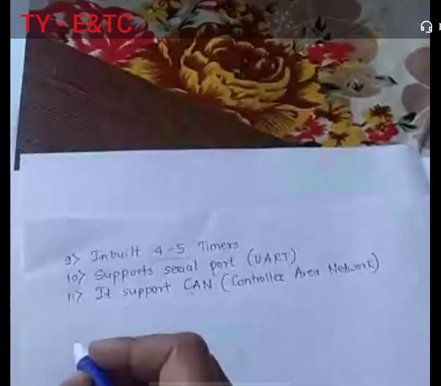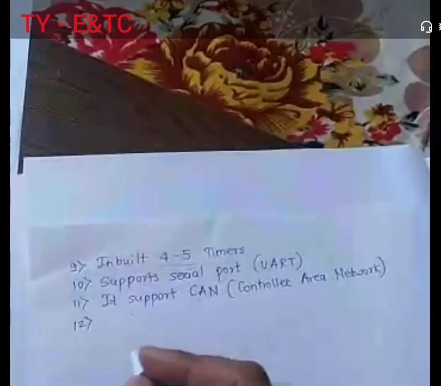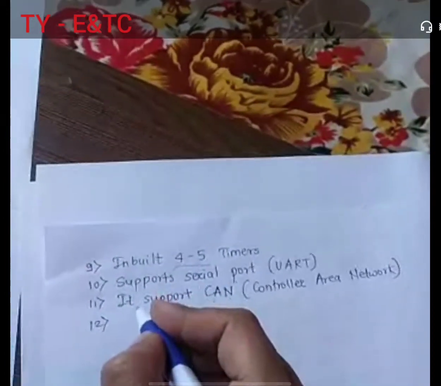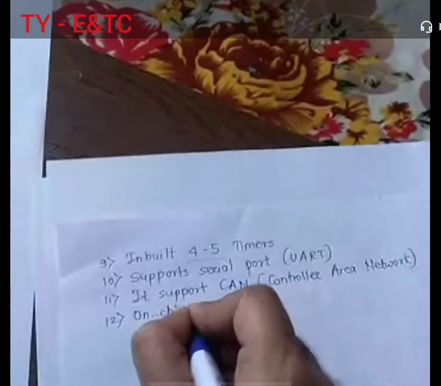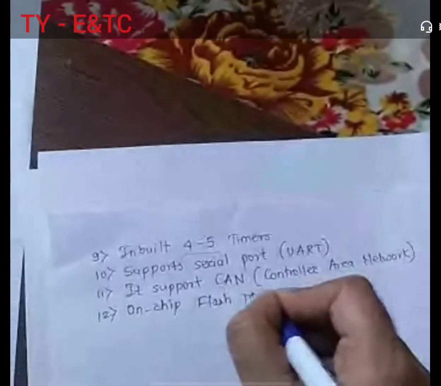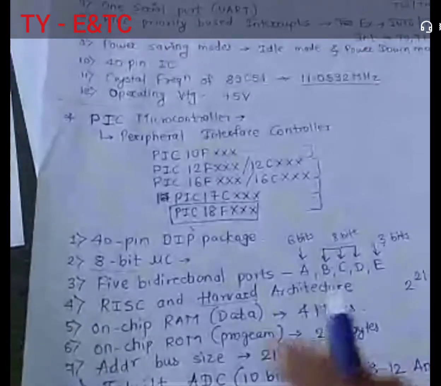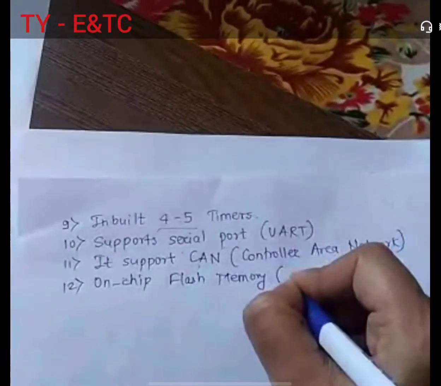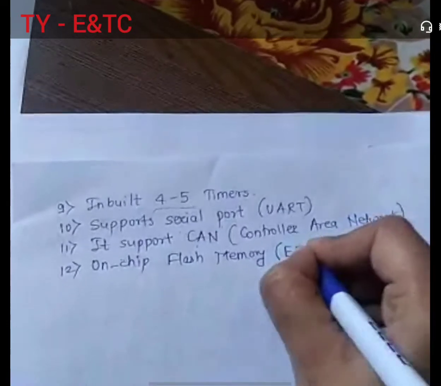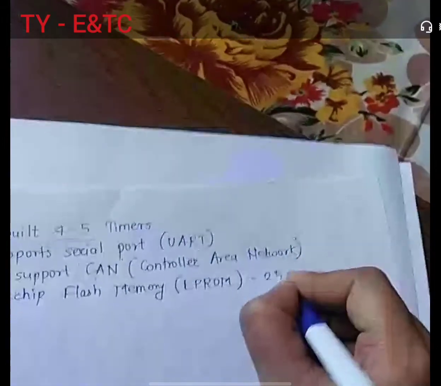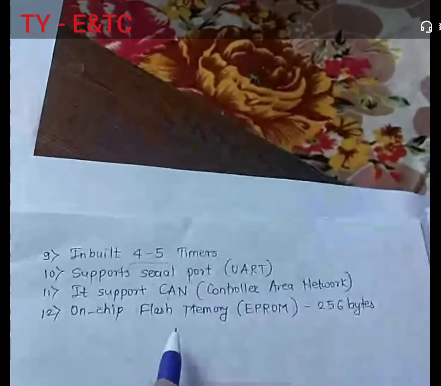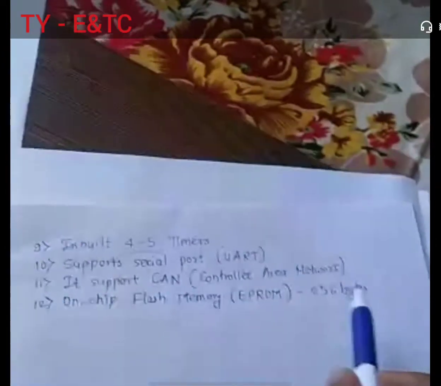Correct. Now the next feature is it is having on-chip flash memory also. See, along with the data memory and program memory, one more part of memory is available, which is on-chip, and that memory is called flash memory, or it is also called EEPROM memory, and this memory is having the size of 256 bytes. So on-chip flash memory, that is EEPROM memory, is available in PIC microcontrollers, and it is having the size of 256 bytes.